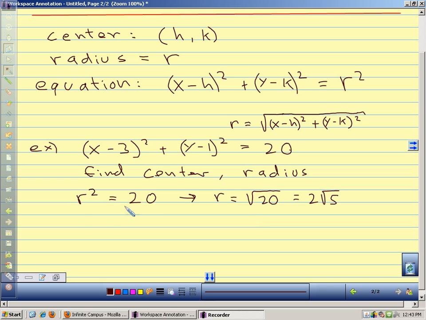Now to find my center, to find the center of the circle, for the x-coordinate, I'm going to take the number that's here, and I'm going to change the sign. So my center is 3. For the y-coordinate, I'm going to take the number that's here, and I'm going to change the sign. And that's all I have to do. Whatever number is with the x, change the sign, and that's the x-coordinate of the center. Whatever number is with the y, change the sign, and that's the y-coordinate of the center. Questions on that?